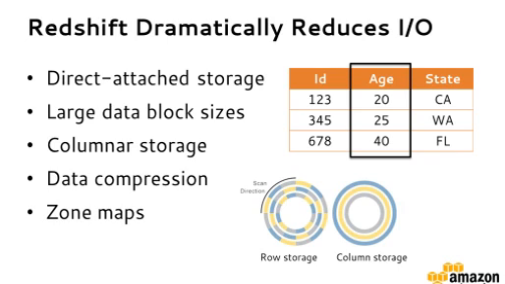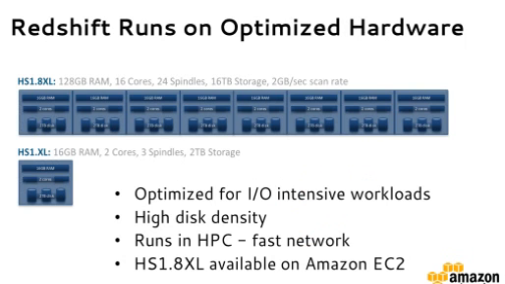Redshift is also built on optimized hardware, custom hardware that was built specifically for high-intensity data warehouse workloads. This instance type has since been made available in EC2 and is known as the HS1 8XL. HS stands for high storage density. The 8XL was designed specifically for I/O-intensive workloads, particularly scan operations, and these are very typical of data warehouse workloads. And the high-density storage means we can pack a lot of data onto each disk and therefore get the most out of the architecture. The network connecting these servers was originally designed for high-performance computing service.